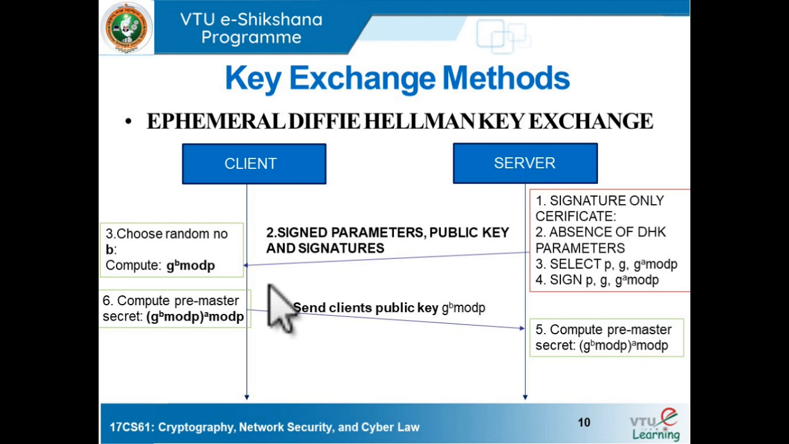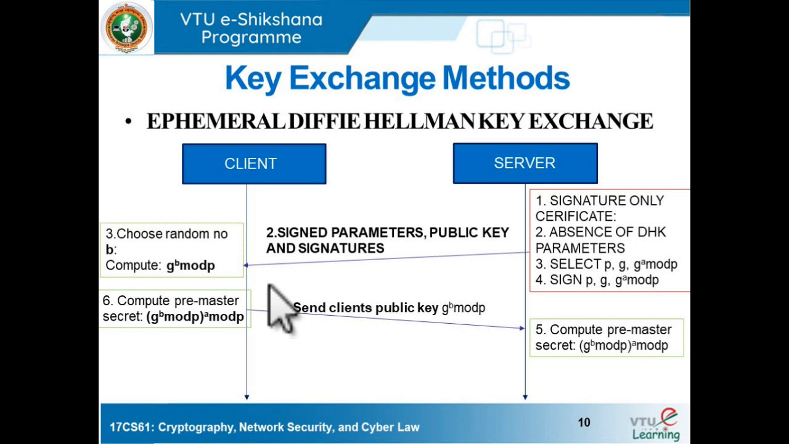Now this message that is sent by the server to the client contains the signed parameters, the public key of the server and the signatures. Now the client on the other end receives this information from the server, and then it proceeds with the calculation of pre-master or computation of the pre-master secret as discussed in the previous slide.